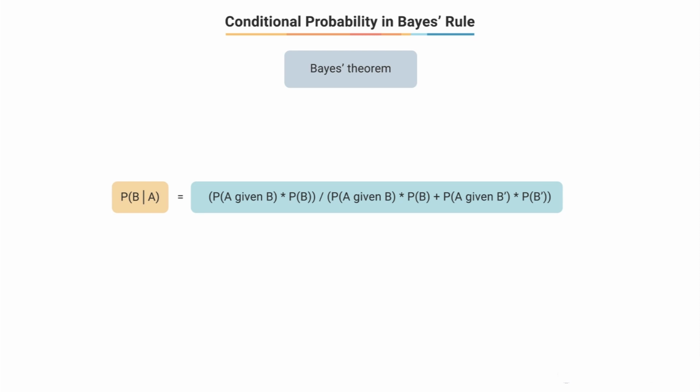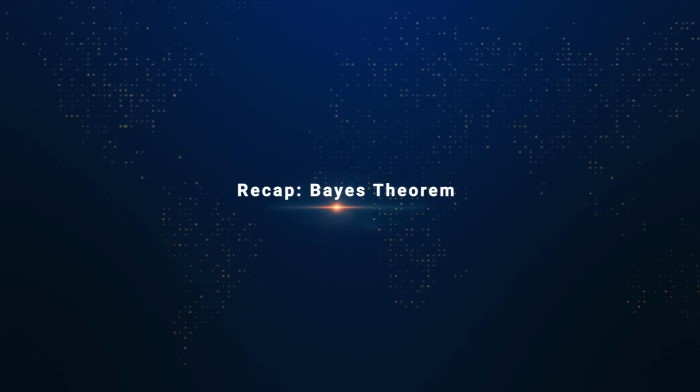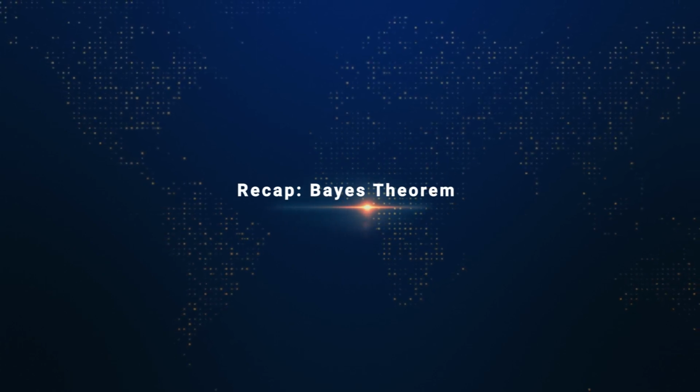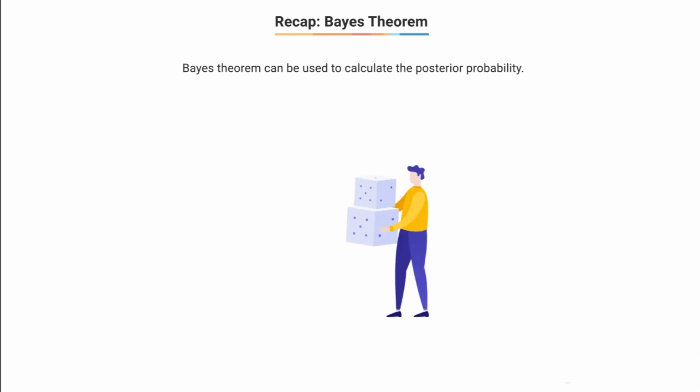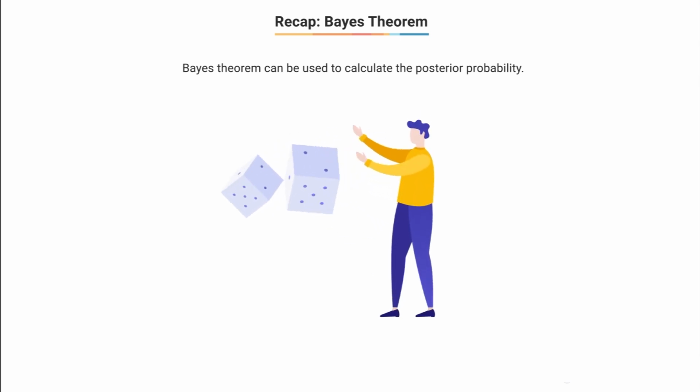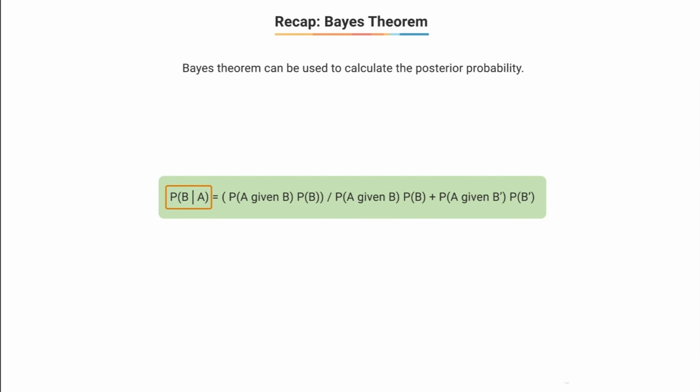With this, we conclude this video where we saw the application of Bayes' theorem. Recap: Bayes' theorem. So, we have learned that Bayes' theorem can be used to calculate posterior probabilities, and the formula is given as probability of B given A equal to probability of A given B into probability of B divided by probability of A given B into probability of B plus probability of A given B dash into probability of B dash.